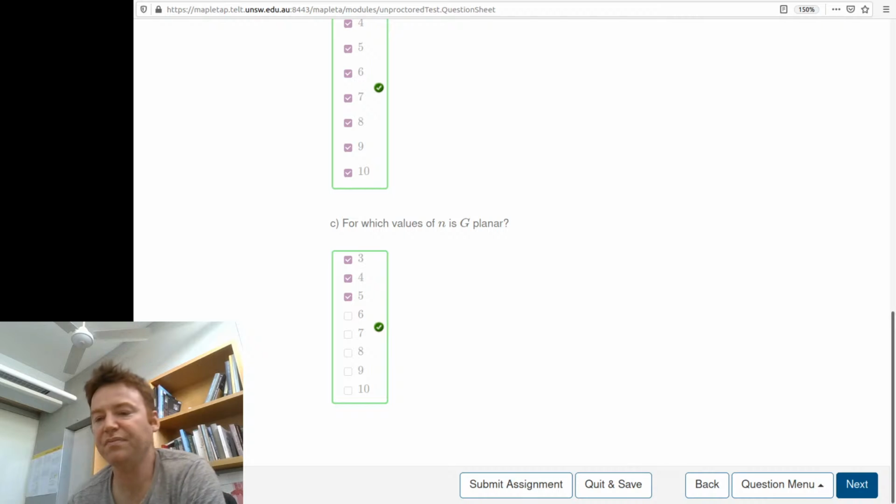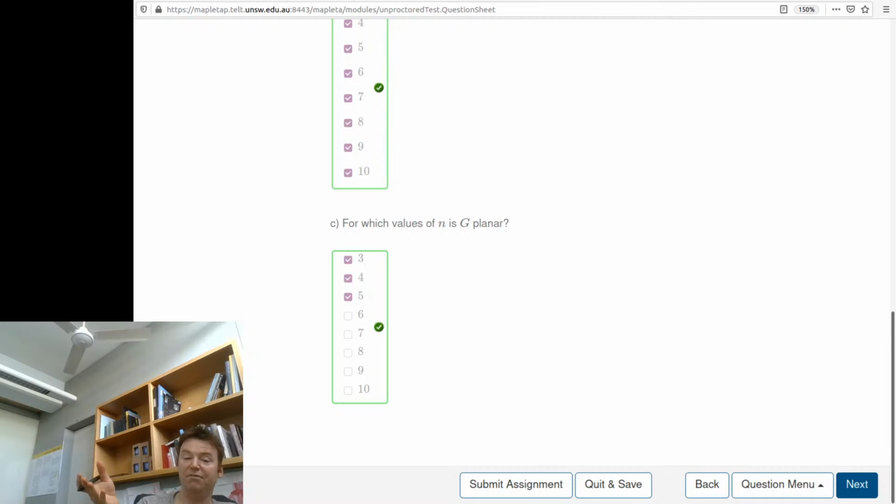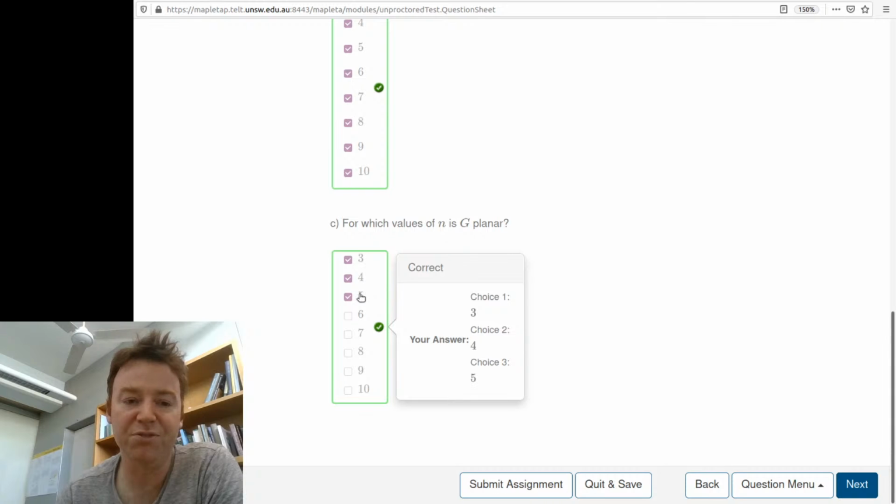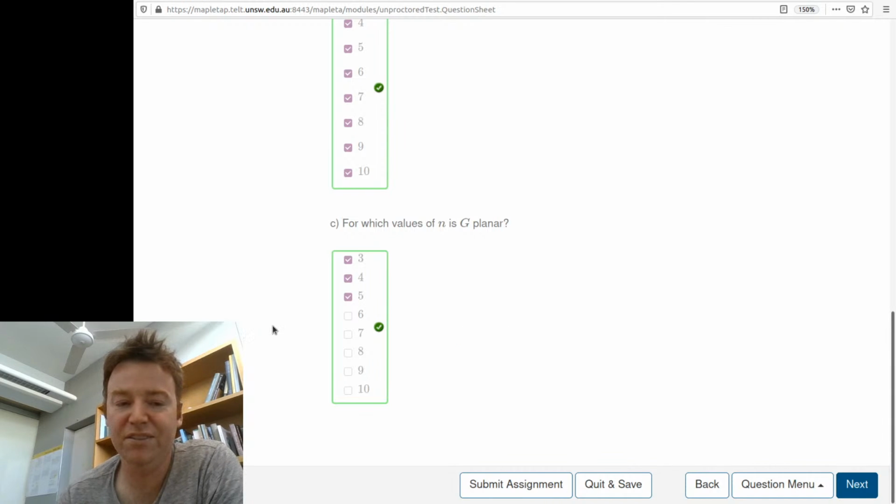Remember that if you contain K5 as a subgraph, or anything homeomorphic to K5, then it's non-planar. Now K6 with one edge removed is going to contain K5, as will K7, K8, K9, and K10. They're all going to contain K5. K5 with one edge removed will not contain K5, so it'll be fine. You can have everything up to K5.